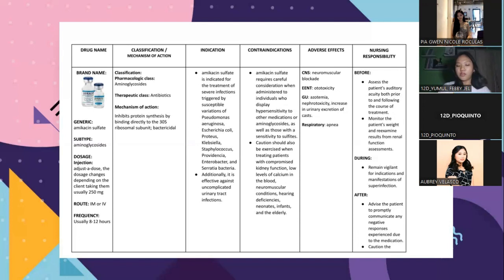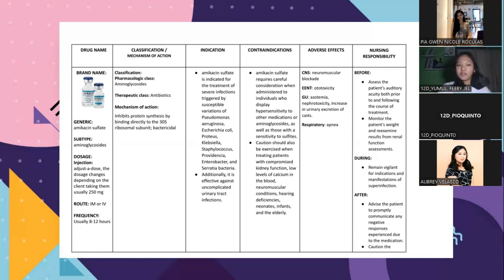It can have adverse effects on different parts of the body, such as the CNS or the central nervous system, the EENT or the eyes, ears, nose, and throat, the GU or genitourinary, and the respiratory system. For CNS, adverse effects include neuromuscular blockade, which means the intermittent failure of transmission of one of the two muscle fiber potentials. For EENT, adverse effects include ototoxicity, which means inner ear damage.